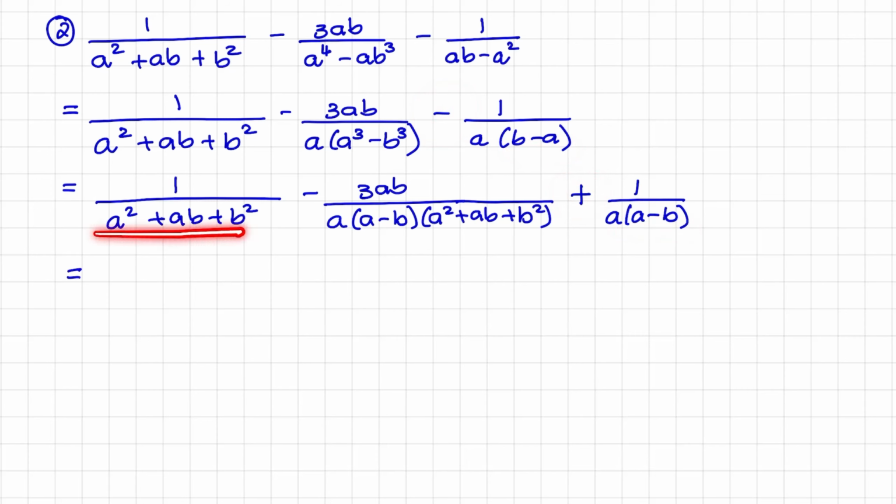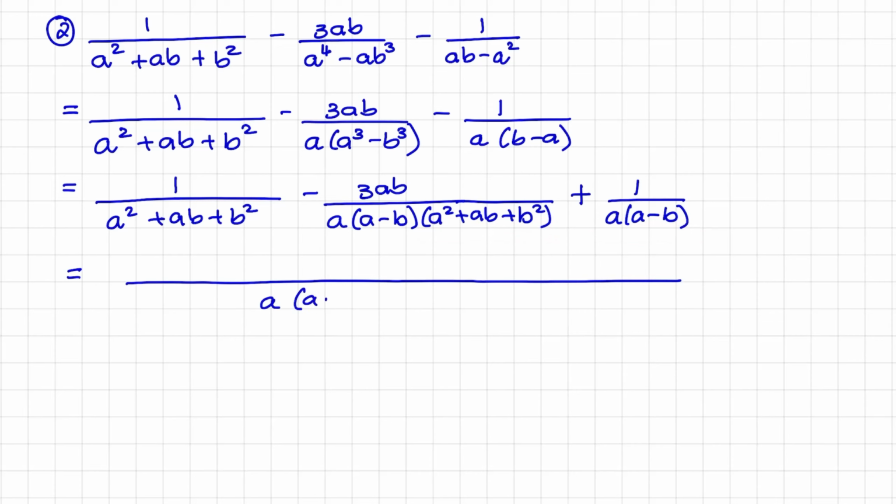Now from these denominators, I can identify the LCD. The LCD would be a squared plus ab plus b squared times a minus b. Note that I do not need to use these 3 terms twice, and I also do not need to repeat a times a minus b. So the LCD would simply be a times a minus b times a squared plus ab plus b squared, close the brackets.